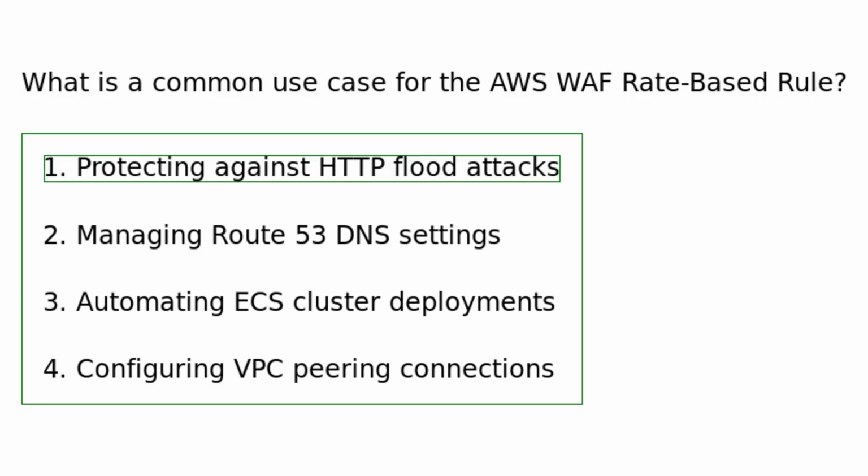A common use case for the AWS WAF rate-based rule is protecting web applications against HTTP flood attacks by setting limits on the number of requests that can be made within a certain time frame to prevent overwhelming traffic.